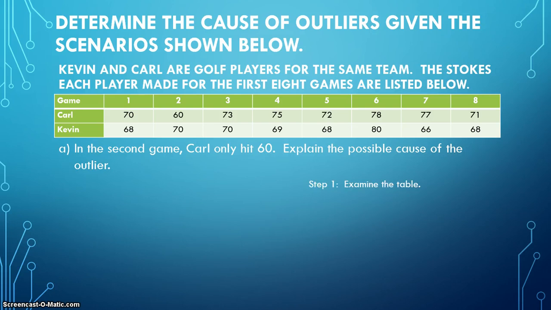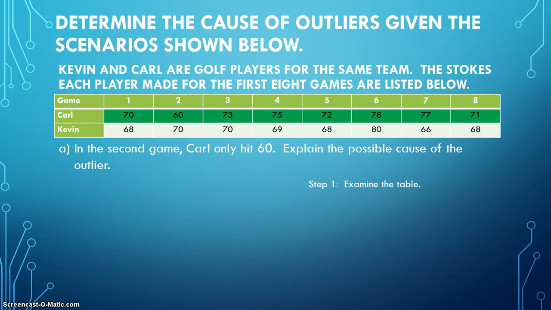The first thing we're going to do is examine the table. I'm going to highlight Carl's row, so we know just to look at that one. Then I'm going to highlight the second game, which is different from everyone else's, since we know that was the outlier, and as you can see, I'm highlighting that red. Now we're going to take a look at the data. First, I'm going to look at all the ones that are not the second game, not the 60. I see 70, 73, 75, 72, 78, 77, and 71. Looking at that, I see they have something in common, and that is they're all in the 70s.